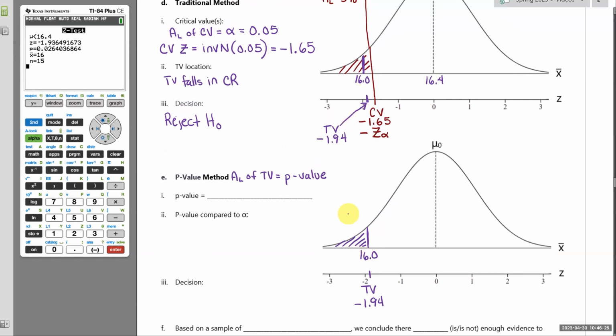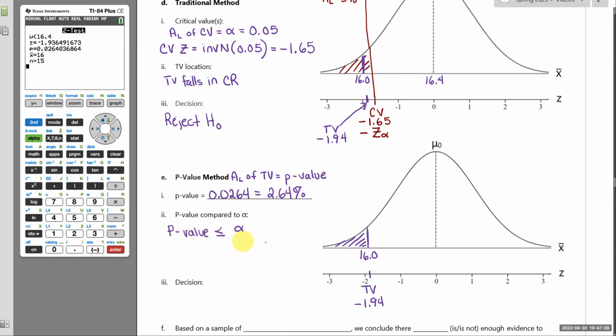I keep these pictures separate so you don't confuse the methods, but the part that I just shaded here would be the part beyond my 16. That p-value area is smaller than my alpha area. So I can see visually that my p-value is smaller than my alpha. Technically, we say less than or equal to, but it will be actually less. Then we can confirm that on the calculator. It says our p-value is 0.0264. I could stay in decimal to compare to alpha. I just like to write it as a percent.